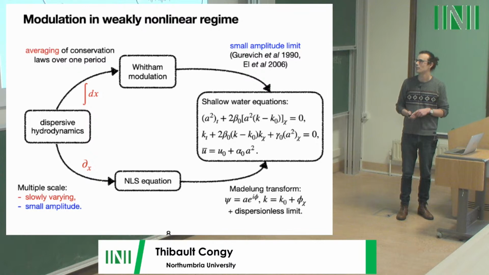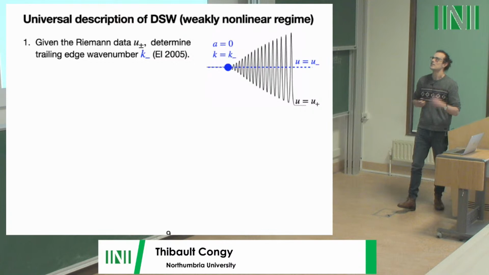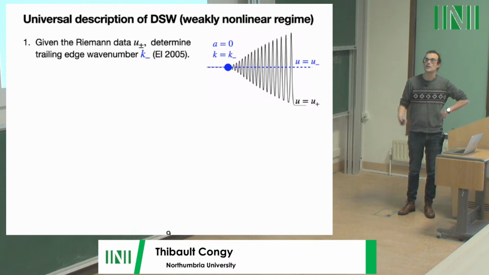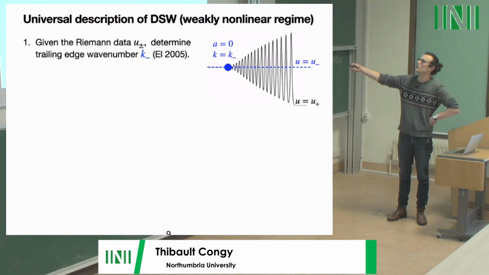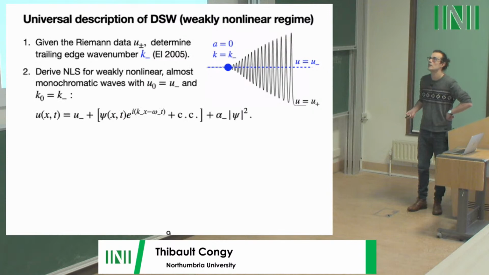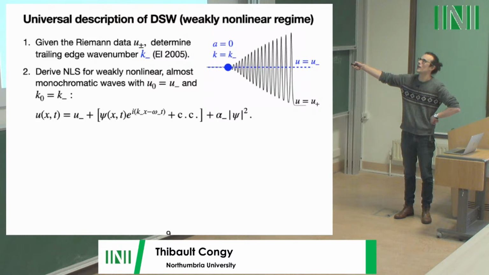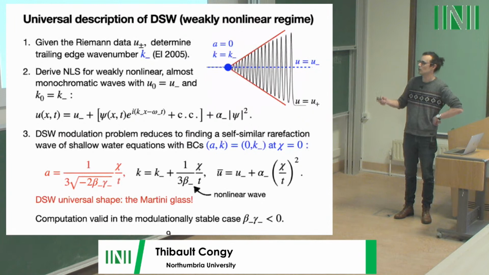Okay, so what are the next steps? You have the NLS equation, you have this shallow water system, and now you want to obtain the modulation. So what do we know here? We want to derive the solution. From the work of Gennady in 2005, we can derive the wave number of the dispersive shock wave when the amplitude is equal to zero. So the next step is saying that my nonlinear wave is just a wave of dominant wave number k minus, with a weakly nonlinear correction to this wave, and it's given by the modulation of the shallow water system.